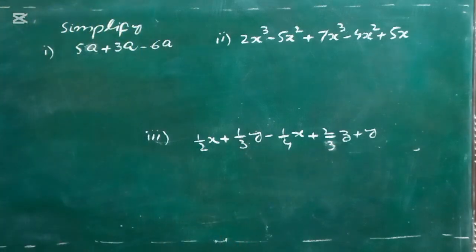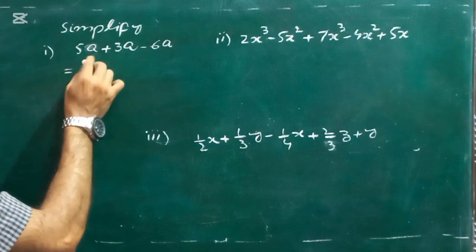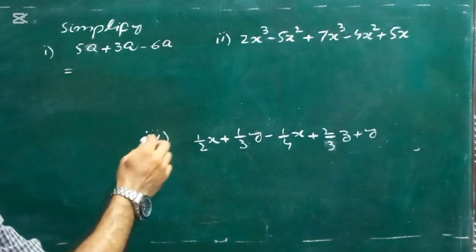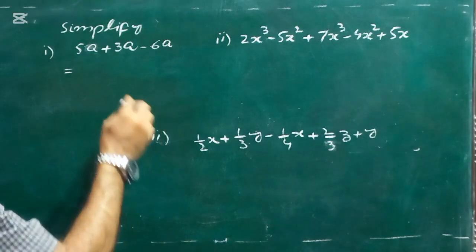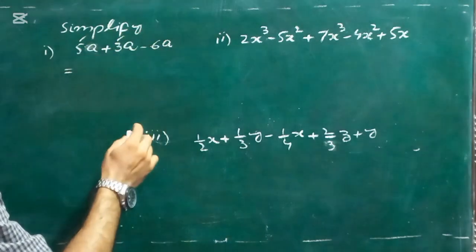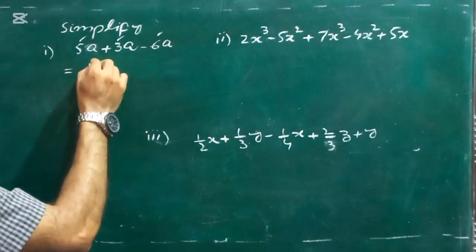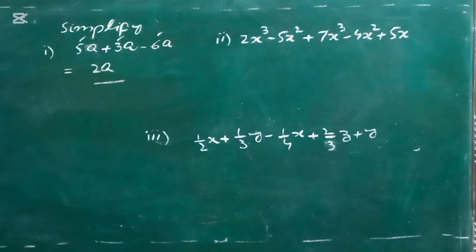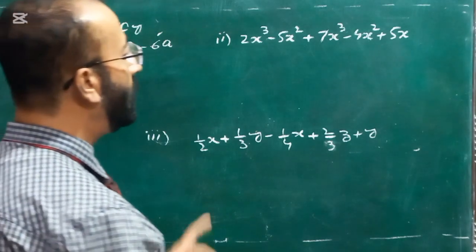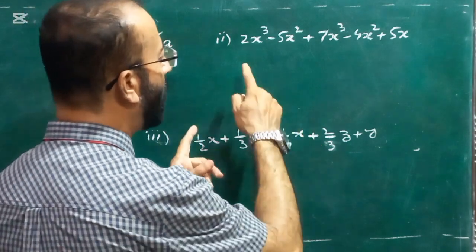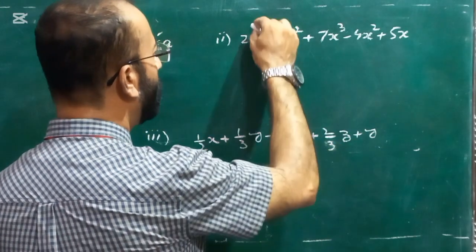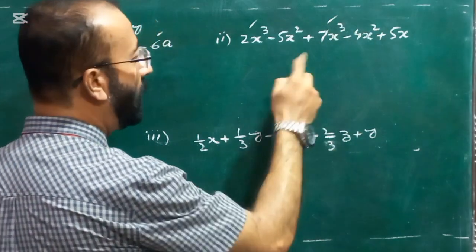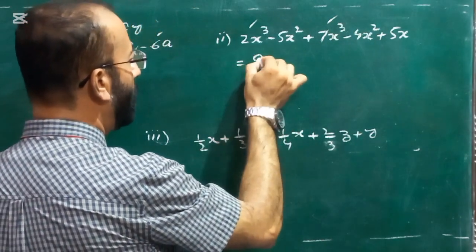So now look, we are going to solve it. Because only a is given, the values will be algebraically added or subtracted, and a will be placed with it. So look now, 5 plus 3 is 8, minus 6 is 2, and a will be placed with it. So this is the answer. In this type of question, because three types of variables, x cube, x square, and x are given, first we are going to solve x cube. So look now, 2x cube plus 7x cube will be 9x cube.